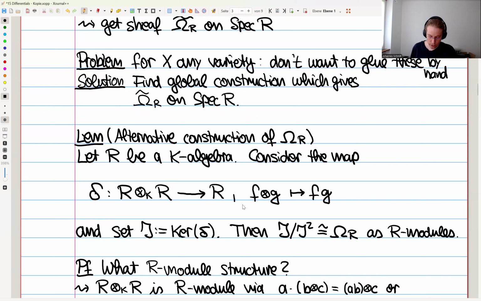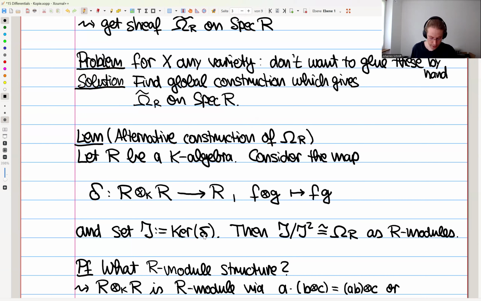From this it is not yet clear why this is better than the other one, but we're going to see that this naturally comes from a construction which makes sense for any variety X. So for now, we just prove the lemma.